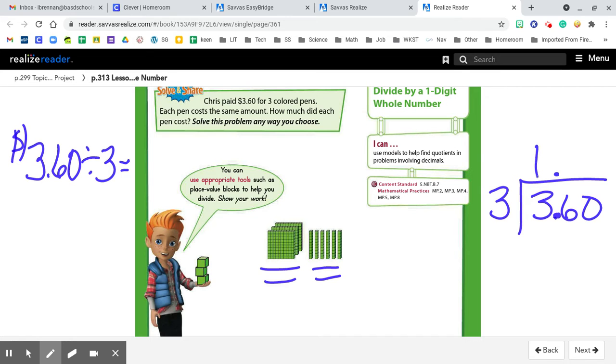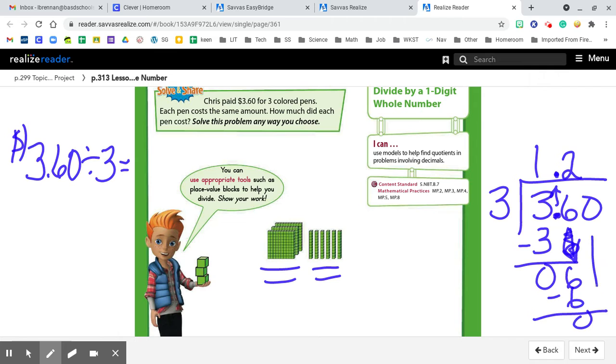So 3 goes into 3 one time. Basically, we just record the decimal right above where it is and just kind of ignore it. Oops, silly me. Bring that 6 down there. 3 goes into 6 two times. Bring down the 0. So our answer is $1.20.